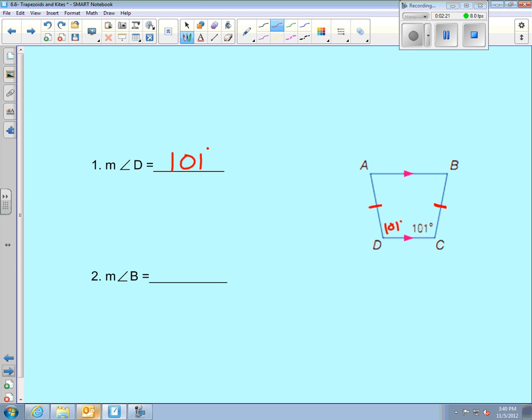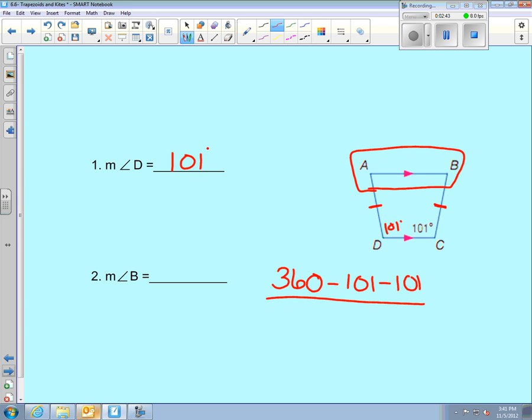All right, then to go ahead and find our angle B, we're dealing with a quadrilateral, and we know the interior angle sum of the angles in a quadrilateral is 360. So if we subtract out our 101 and our other 101, what's left over is going to be A and B combined. So if we divide that by 2, because we know they are congruent, we are going to get 79 degrees.